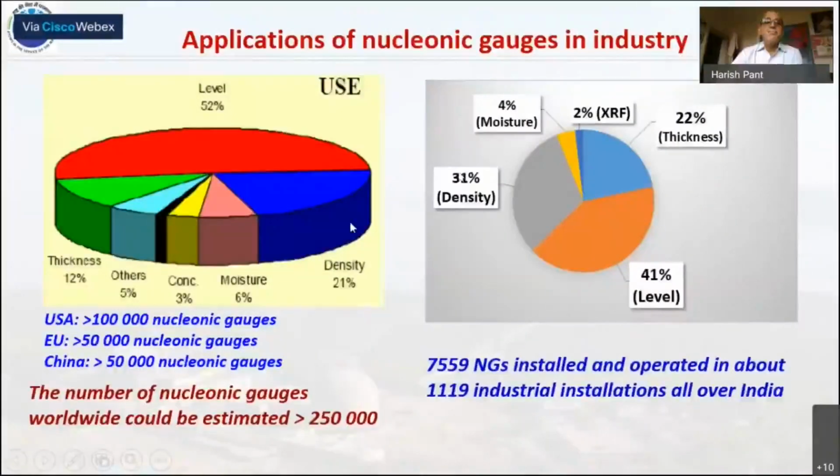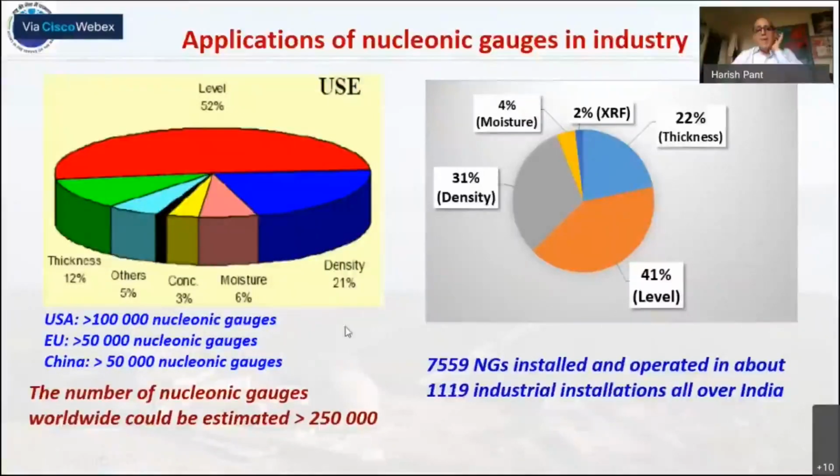Now I think this is the last slide of this lecture. You see, there are various gauges, as I told you, and worldwide, in the United States, more than 1 lakh nucleonic gauges are currently being used in industry. In the European Union, there are 50,000 nucleonic gauges being used. In China, again, more than 50,000 gauges. So total worldwide, there will be about 2.5 lakh gauges being used for the different purposes.